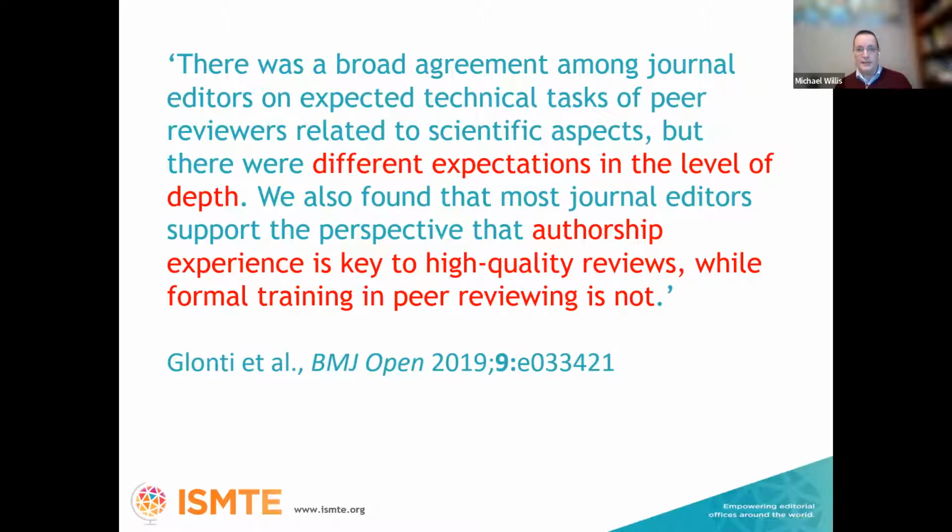And interestingly, and hold this thought as well for a bit later, they said that authorship experience is key to high quality reviews, while formal training in peer reviewing is not. And I think perhaps you came to this office hours session thinking about quality in peer review and thinking, well, perhaps we'll talk about training in peer review and what training for peer reviewers might look like. And interestingly, Glonti et al. found that, in their view, formal training in peer reviewing is not key to high quality reviews. As I say, I'll come back to that in a moment because that's something that's picked up by others as well.